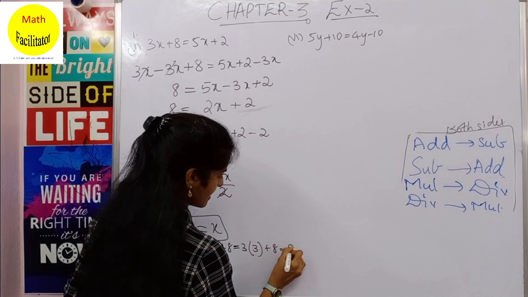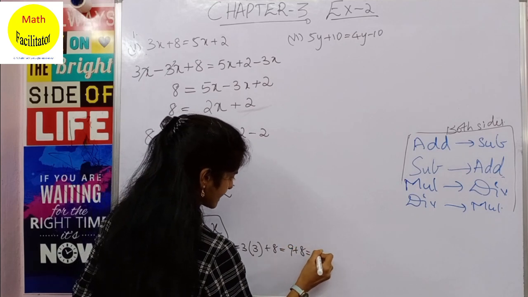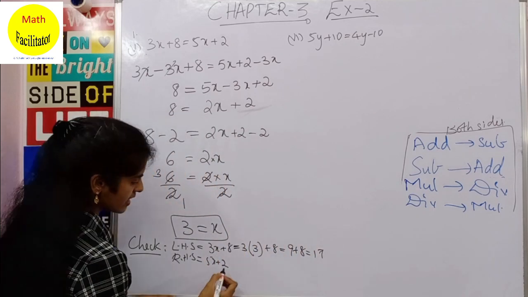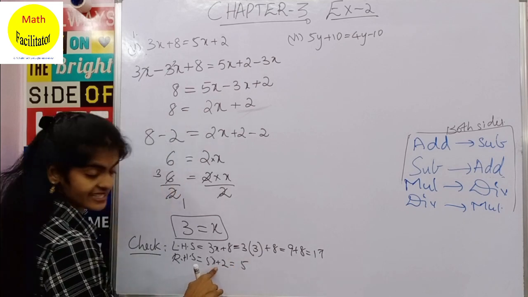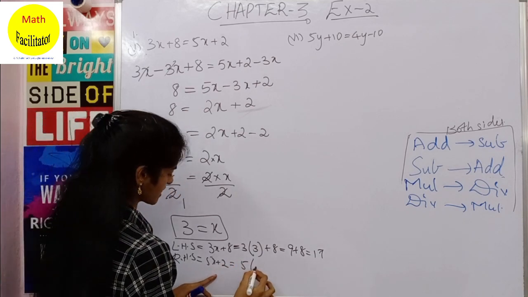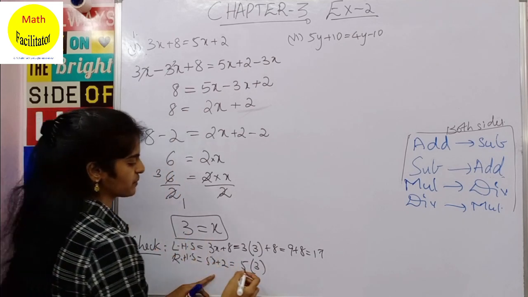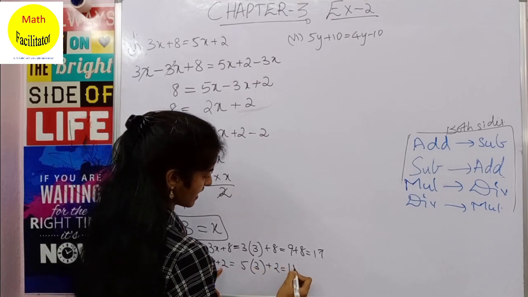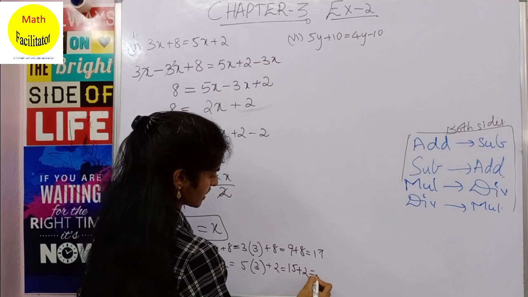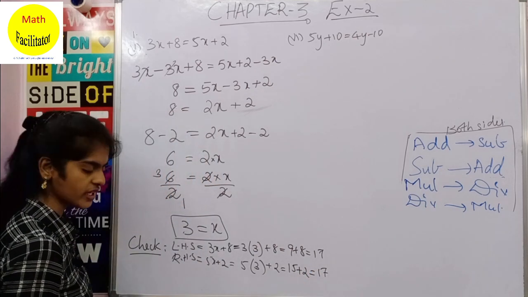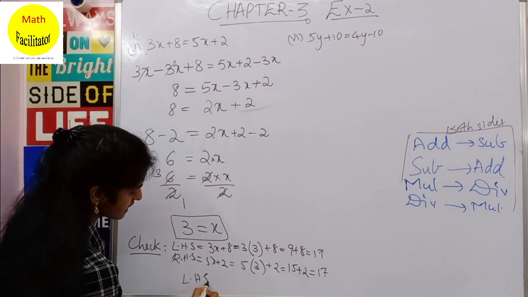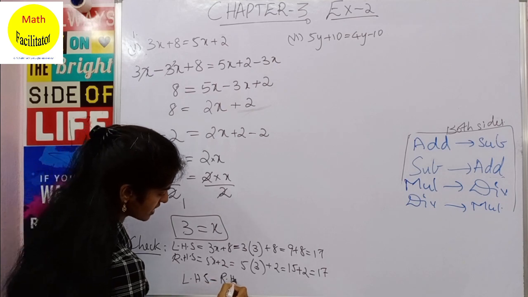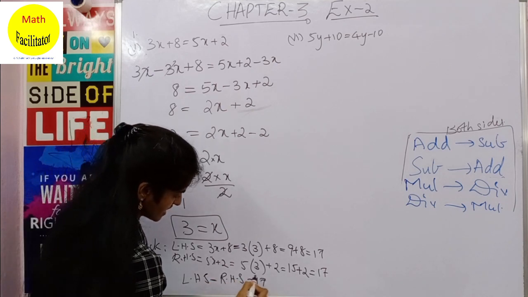So 3 threes are 9 plus 8. 9 plus 8 is 17. Okay, now what is this? 5x is nothing but 5 multiplied by x. So x value is 3. You got it 3. And you have plus 2. So this is 5 into 3. 5 threes are 15. You have plus 2. So this is also 17. Okay, so you got LHS equal to RHS equal to 17.